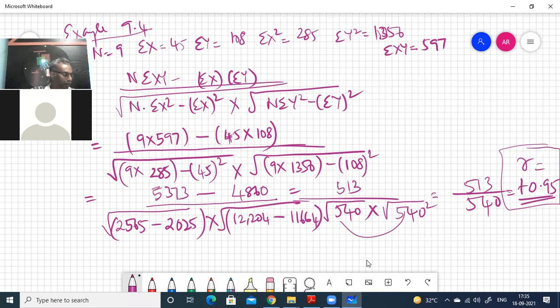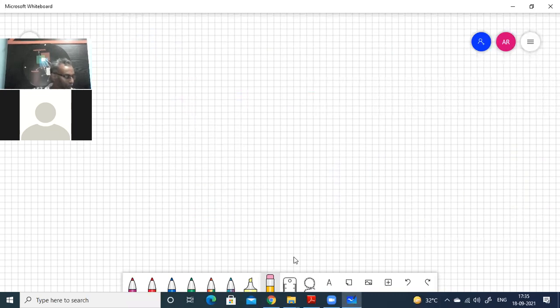Okay, let us do one small sum. Example 9.5. This is also a small sum only. We'll do an even smaller sum. From the following data, calculate the correlation. This is the first formula. Okay. This is the first formula.